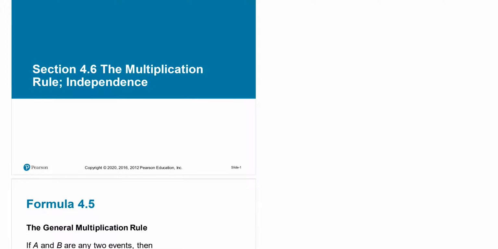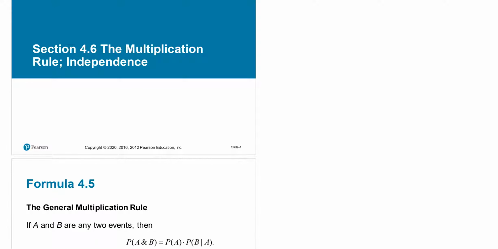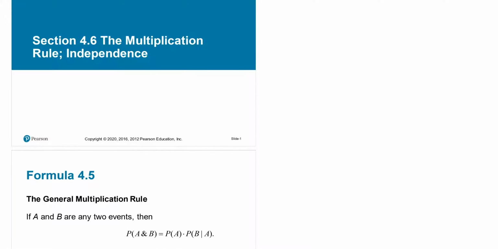Section 4.6, the multiplication rule and independence. The multiplication rule says if A and B are any two events, then the probability of A and B is the probability of A times the probability of B given A. Where did that come from? It actually came from the previous section.